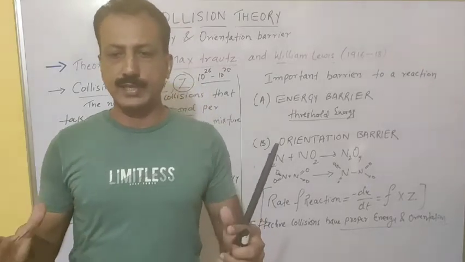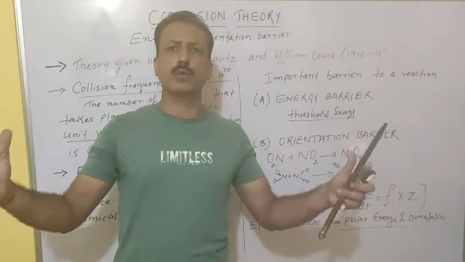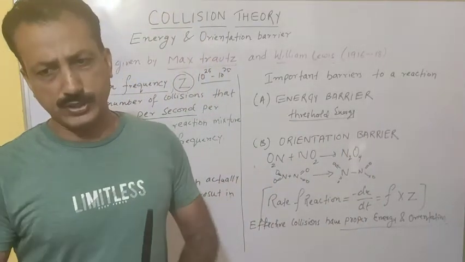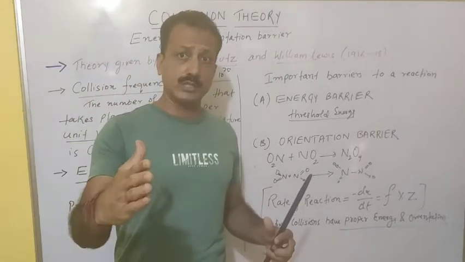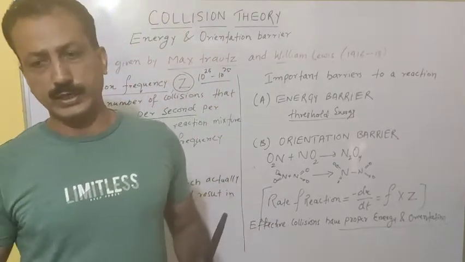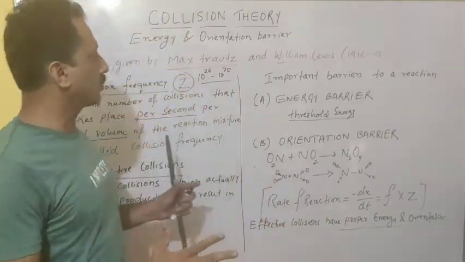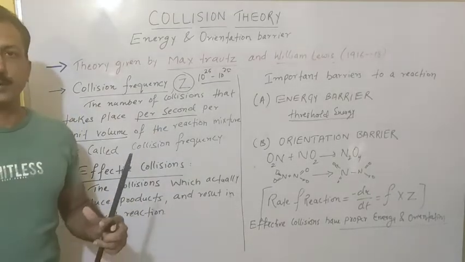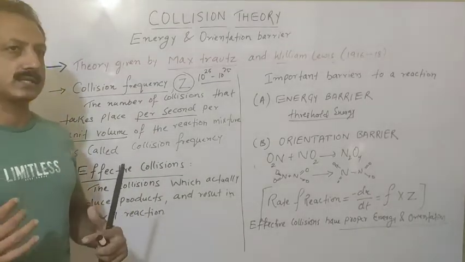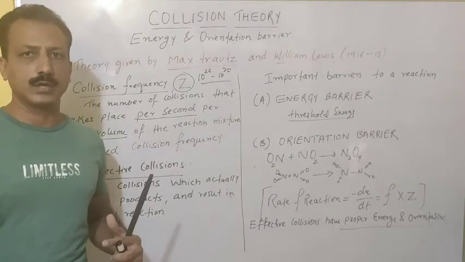Collision theory says that in a particular reaction, there are a large number of collisions taking place in the reacting mixture, but only those collisions are effective which have proper energy and orientation. Okay, and these are called effective collisions. So I hope you understood well the concept of collision theory. Now our next topic will be to understand how the rate of reaction depends on temperature.